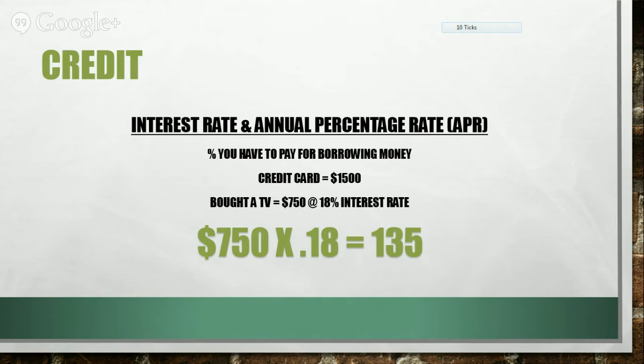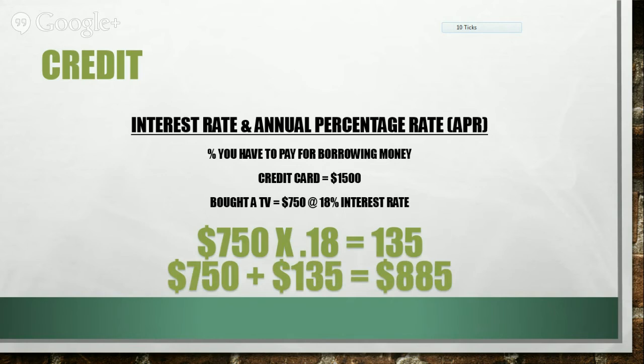So I guess those are simple definitions, and these are concepts that I'm sure you know. So if you go back to this example, $750 is what you borrowed. Then you have to pay $135 because that's what you're going to accumulate in interest. So what you actually owe is $885.